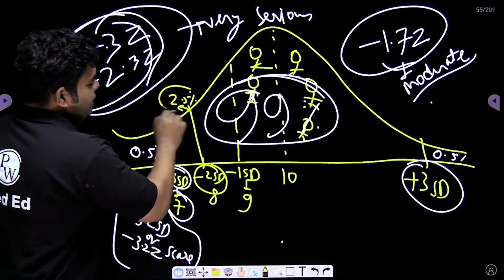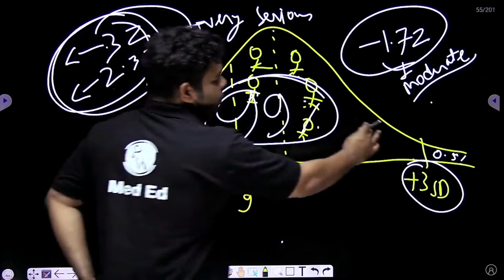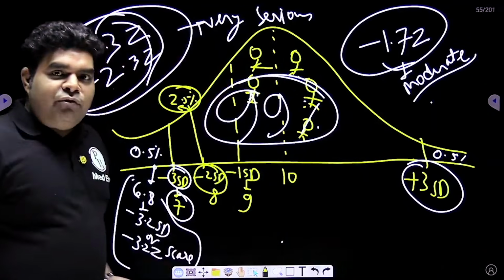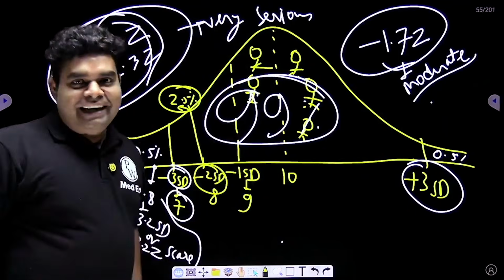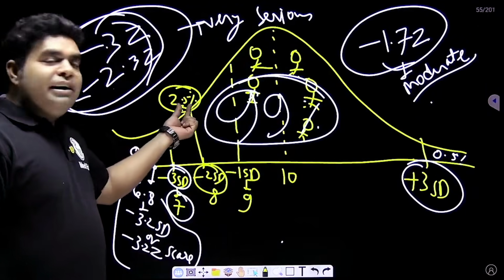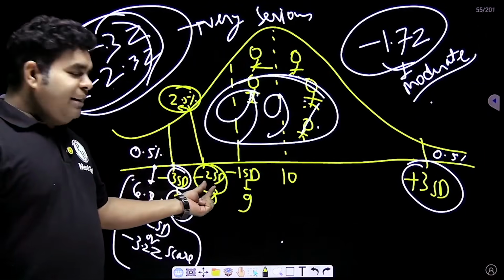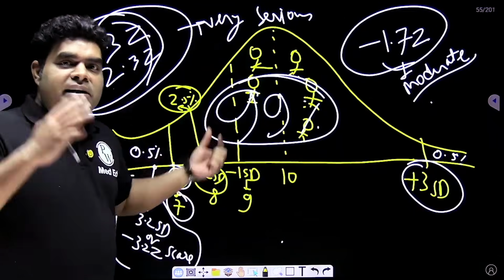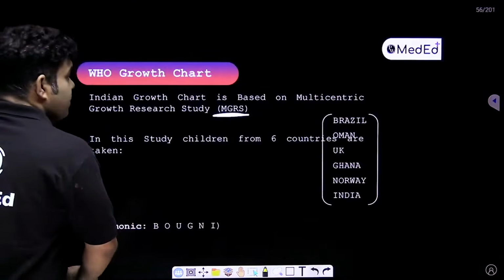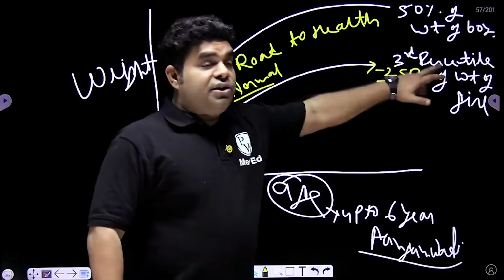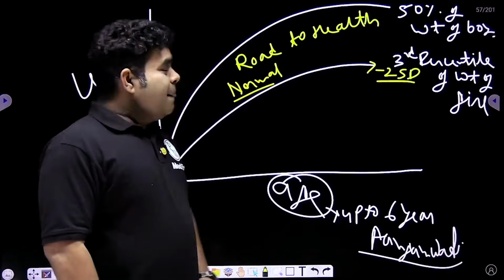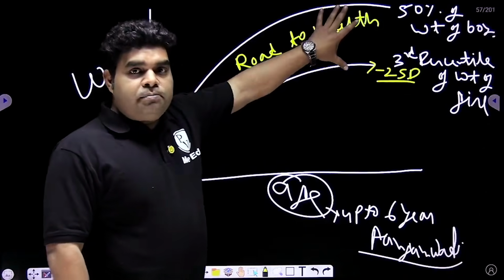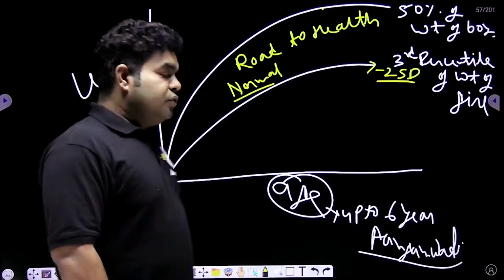And remember, we just discussed 2.5% here, 2.5% here. So can we have 2 and 0.5 children? No, no. So rather than writing 2.5 percentile, I write that at -2 there is 3 percentile of girl. So remember, -2 standard deviation is the third percentile of weight of girl, and anyone who is between this 50 and -2 is the normal child.